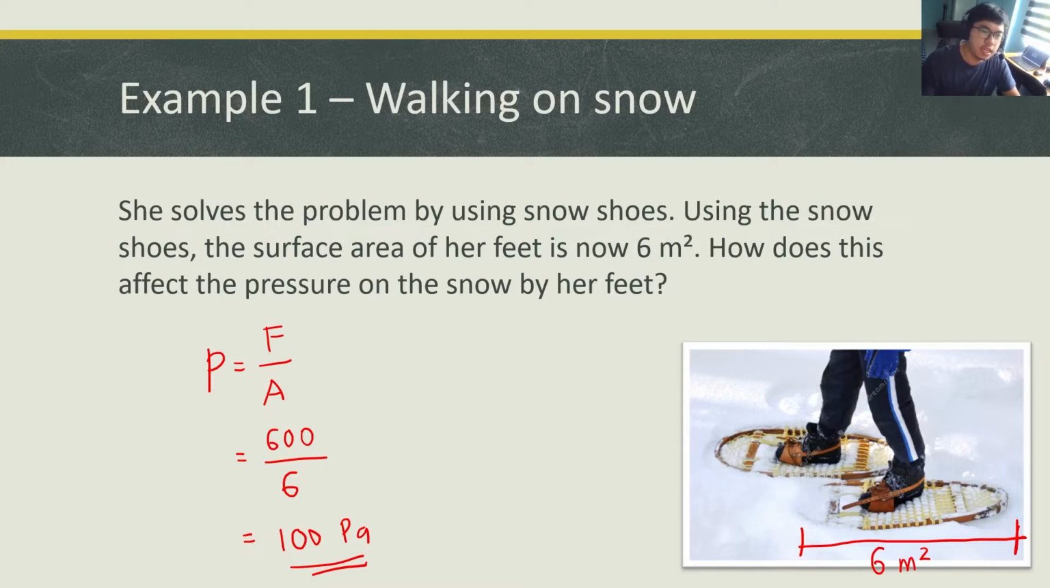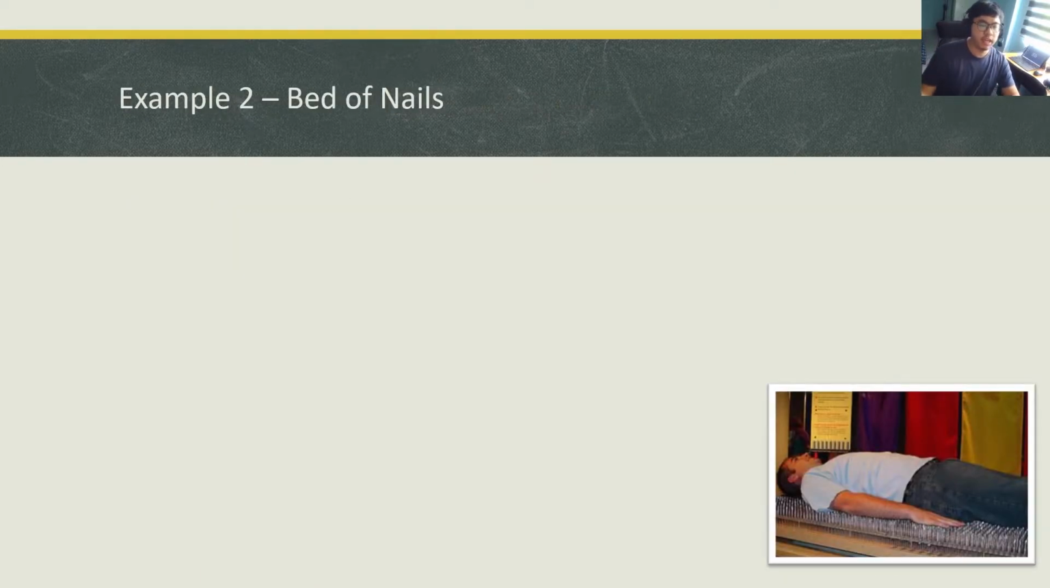In other words, her feet exert a smaller pressure on the snow, and therefore because of the smaller pressure, her feet don't go into the snow. So her feet don't exert that much pressure onto the snow, and she can walk on snow without digging into the snow. Let's look at example 2.